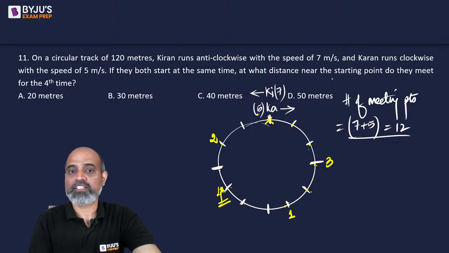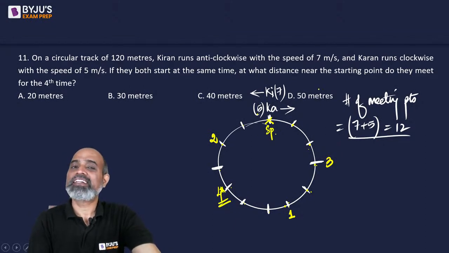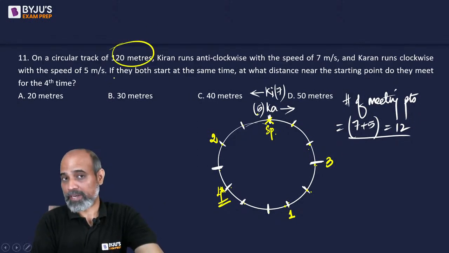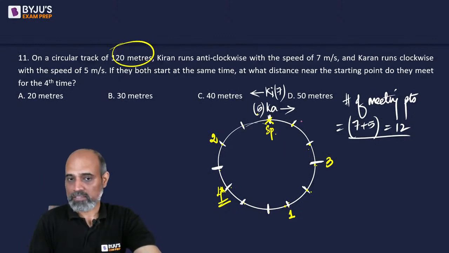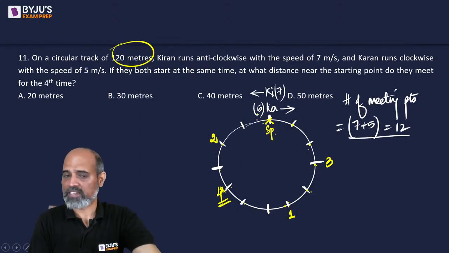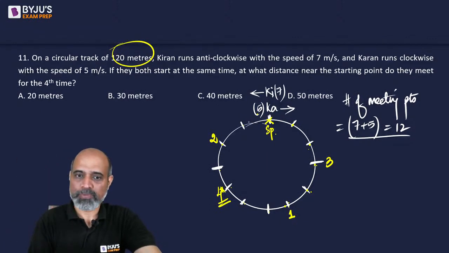And the question is, at what distance near the starting point? This is obviously the starting point, SP. यहां से कितने distance पे मिलते हैं? Now we are going to bring in this 120 meters. So 120 meters is the total track length. थोड़ा सा अगर देखा जाए, so 120 meters has to be divided into 12 equal parts. So can we say each part is 10 meters?